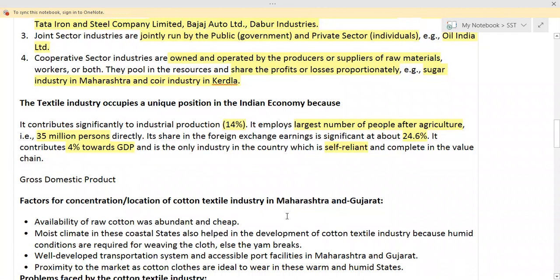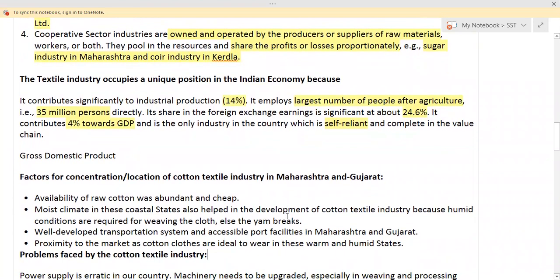So why is there a concentration in Maharashtra and Gujarat? Availability of raw material was abundant and cheap. Raw material was available at a very cheap rate and also in a very large amount. Moist climate in these coastal states also helped the development of cotton textile industry.